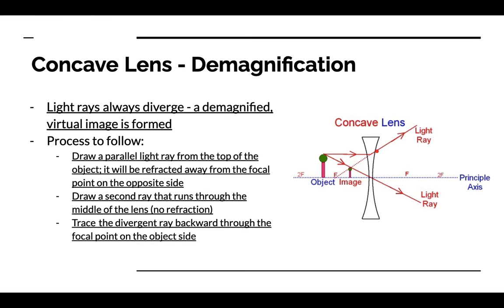Note right here also that this hypothetical light ray also passes through the focal point on the same side of our object. So the light ray that is parallel, when it gets bent through, is either going to bend through the focal point if it's a convex lens, or it's going to bend through the focal point on the same side as your object if it's a concave lens.